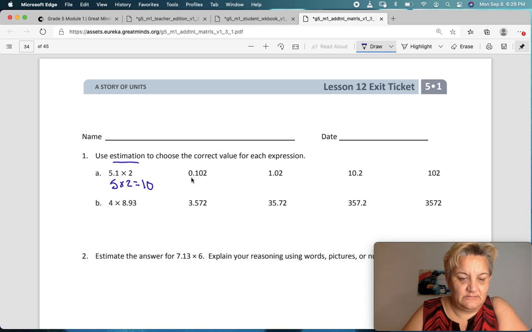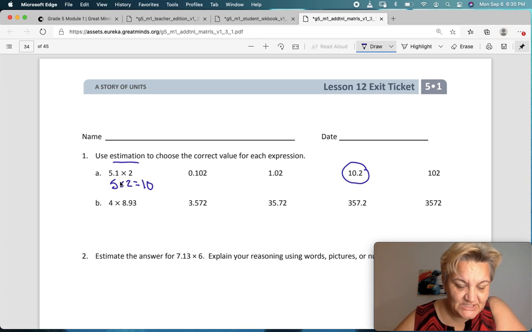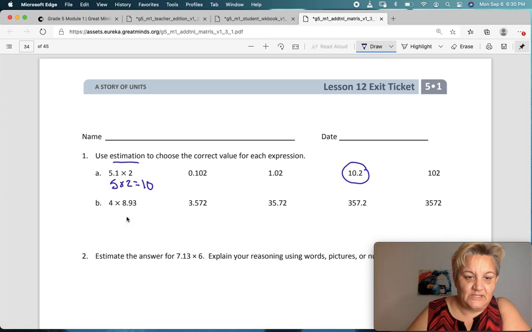Okay, so does this number look like 10? Or this one? This one is the closest. Okay, so there's our estimation. 5 times 2 is 10. So using our estimation, we can gather that that is the right answer. Let's try the next one.